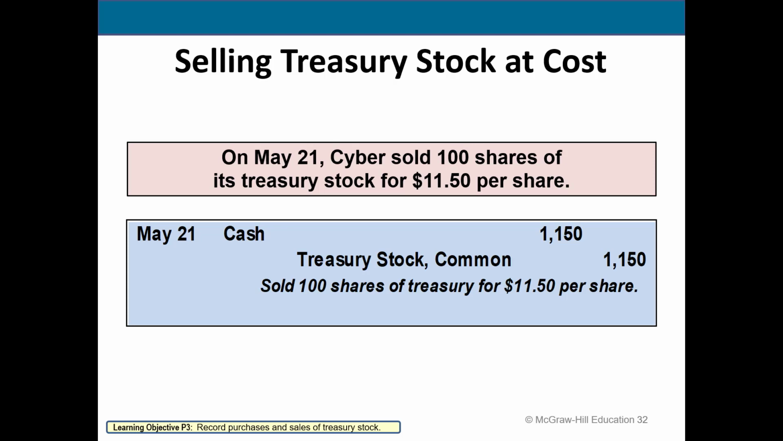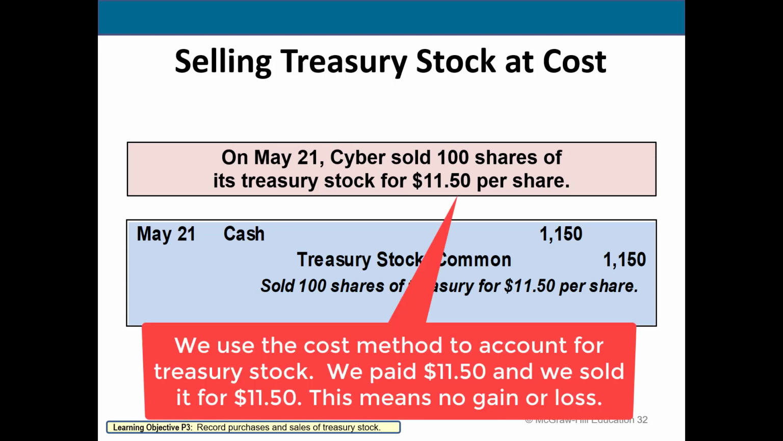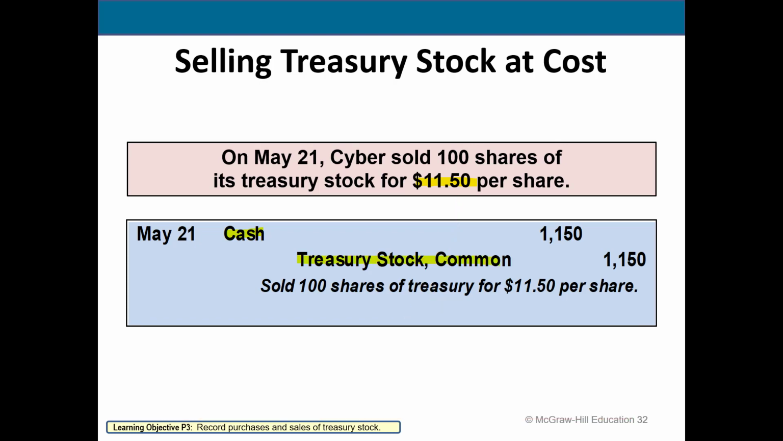So now we're going to sell it, and when we sell it again, we're looking at the difference between what we paid for that treasury stock and what we sold it for. Here, in this example, we sold it for the same amount we paid for it. So we'll simply debit cash and credit the treasury stock for 100 times $11.50.